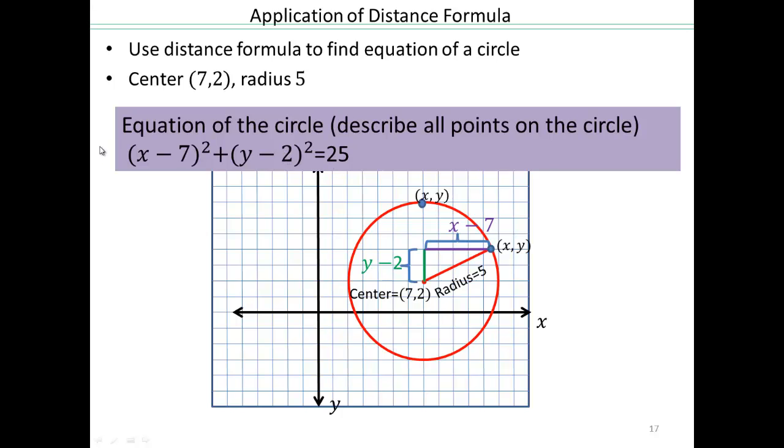Or, to remove the square root, you can square both sides, and you'll end up with this as an equation. It's not quite true to just say square root of x minus 7 squared plus y minus 2 squared equals 5. That would not represent the whole circle. That would only represent the upper half of the circle. To get the y coordinates underneath, you'll have to have a negative square root. So we can just square both sides, and this will give us all the points on the circle. So it's an application of distance formula.